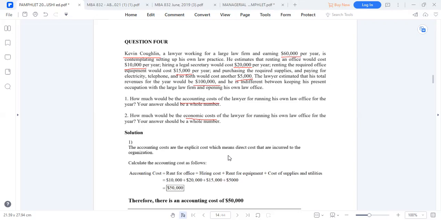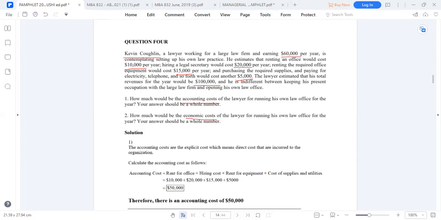So economic costs will encompass explicit costs. So accounting costs are found in the economic costs. In simple words, economic costs are simply accounting costs plus opportunity cost. I don't know whether you got me right. Did you hear what I said? Yes.